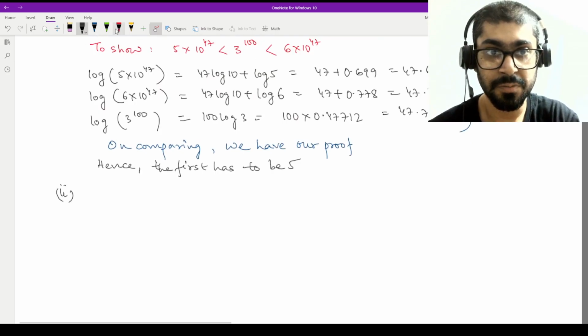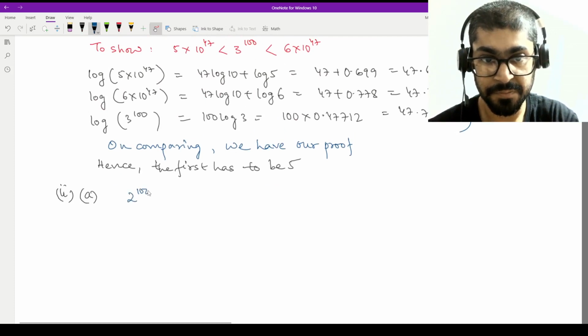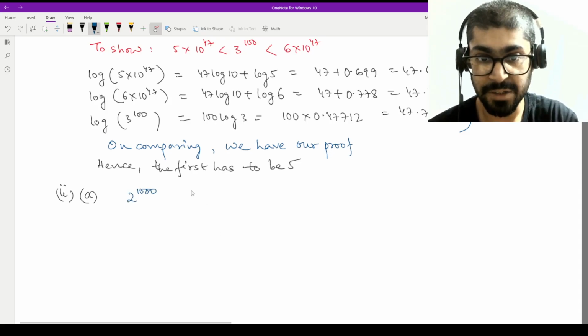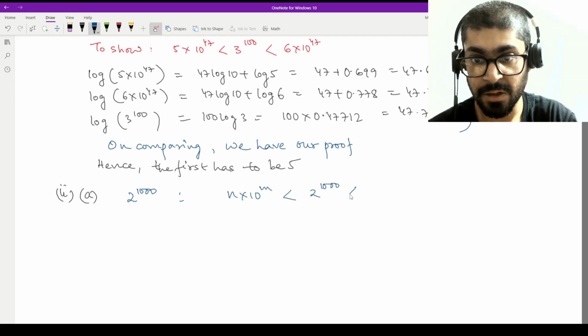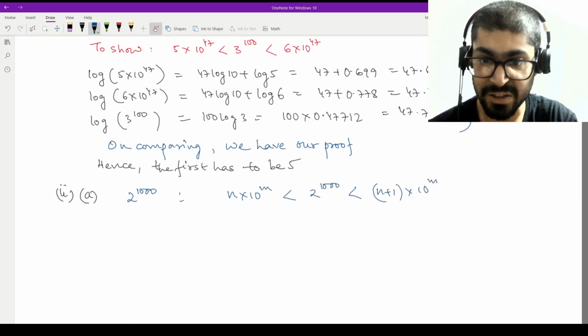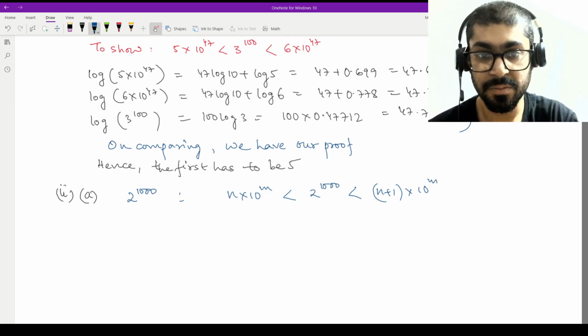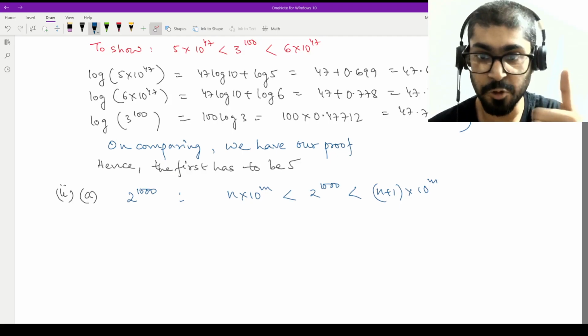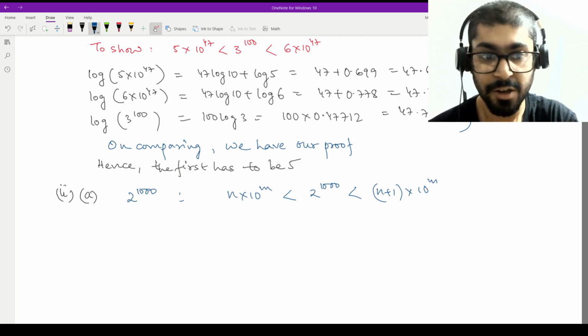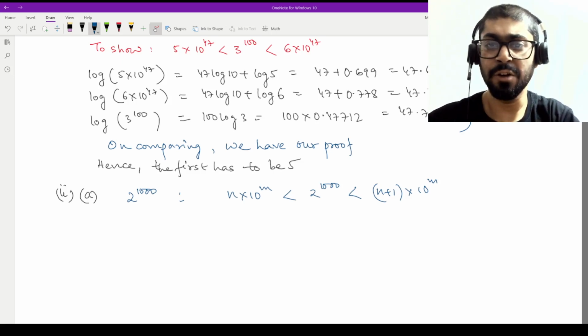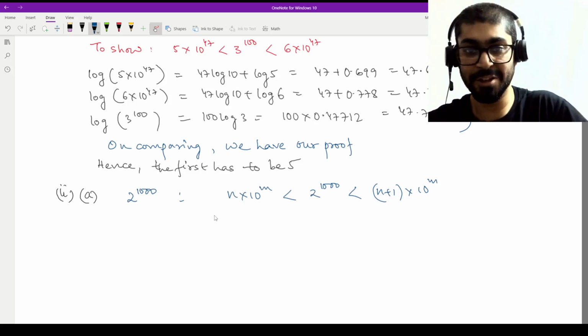Alright, let us make three subcases. 2 to the power 1000. If we are dealing with 2 to the power 1000, I will just have to find n into 10 to the power m less than 2 to the power 1000 less than n plus 1 into 10 to the power m. We have to find it in this format, just as we did in the last problem. Now this will tell us that the first digit of 2 to the power 1000 is n. So we will first check the value of the sandwich. Let us check 2 to the power 1000.